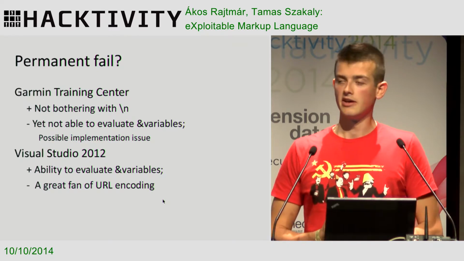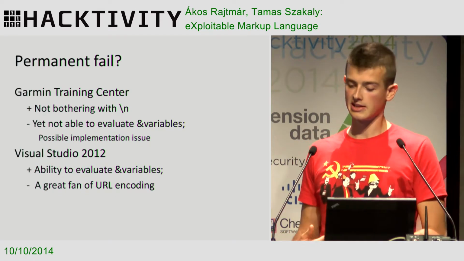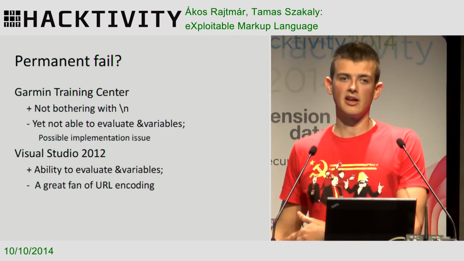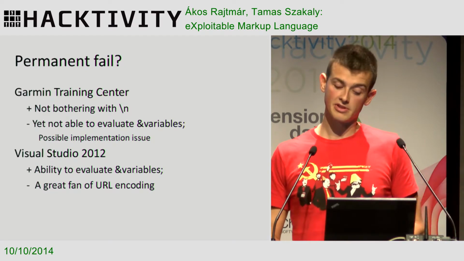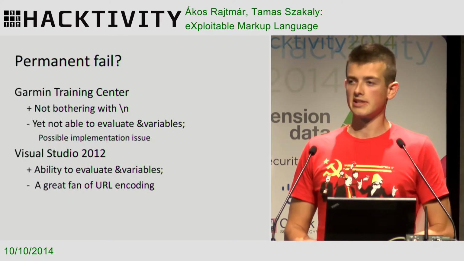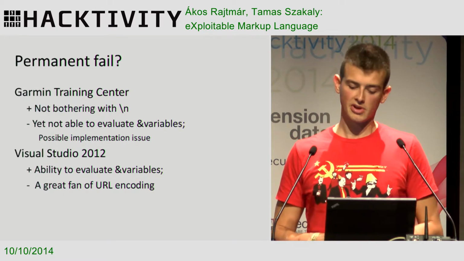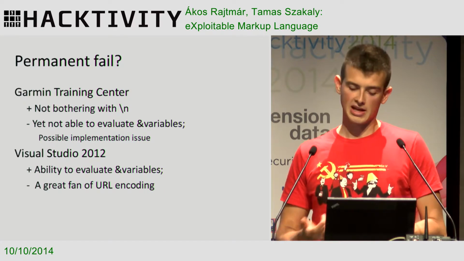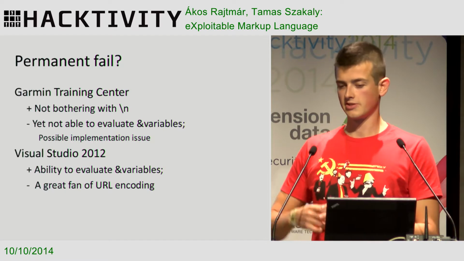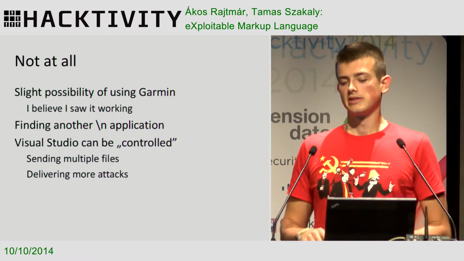But on the other end, Visual Studio 2012 works nicely in the respect that this parameter evaluation works as expected, which enabled us to steal a file from Visual Studio in my previous demo. But one of its big cons is that it's a great fan of URL encoding, so it also encodes parent characters in URL, so SMB communication will not work. This means that we can solve this attack with one application and two GPX files.